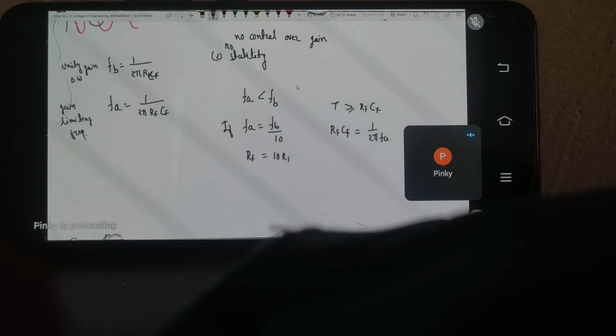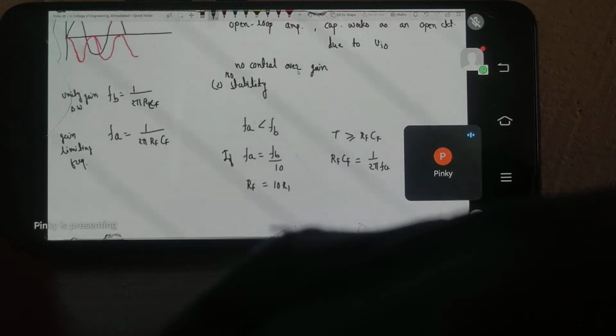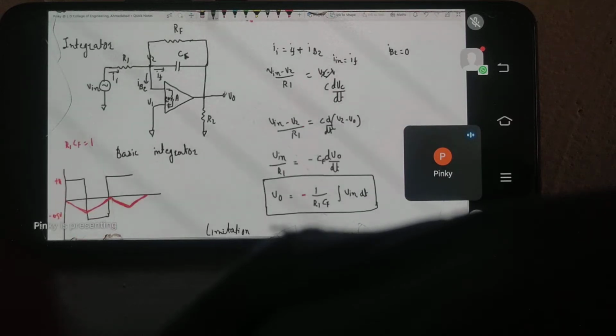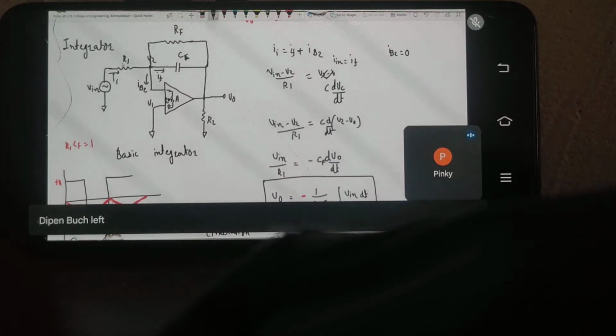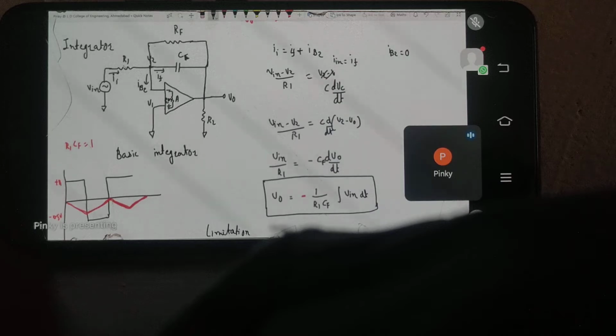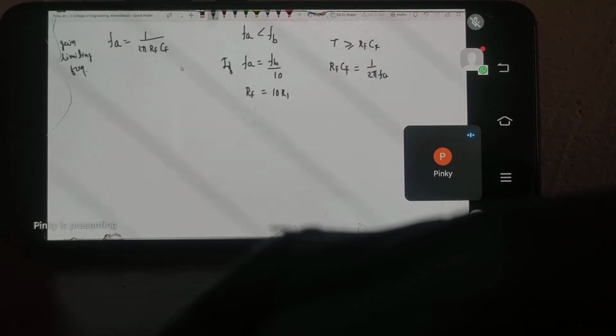Now the next one is the differentiator. The operation is opposite to the integrator. In the integrator, what did we do? We have taken a capacitor in feedback. Okay. Now in the differentiator we take the capacitor in place of R1 and we move this R1 as a feedback resistor.